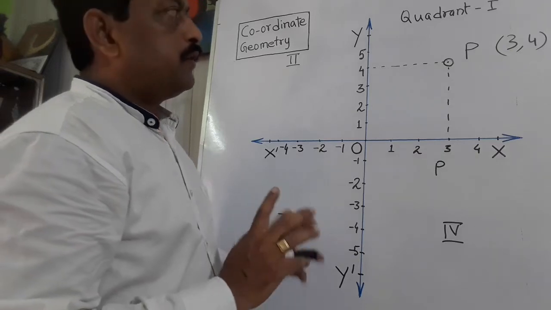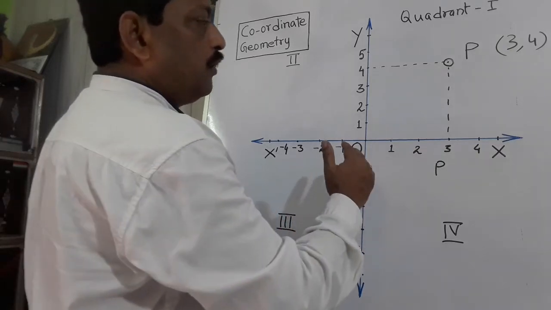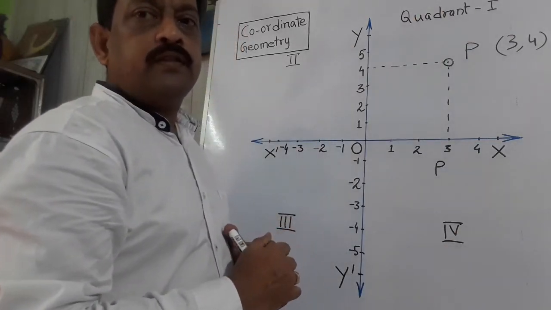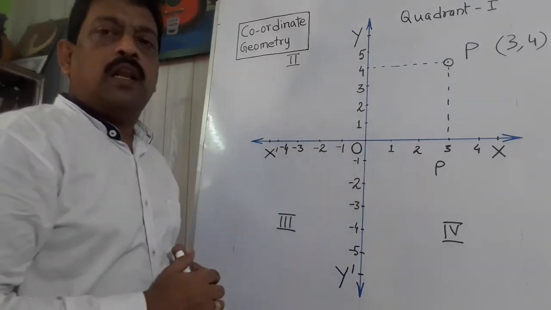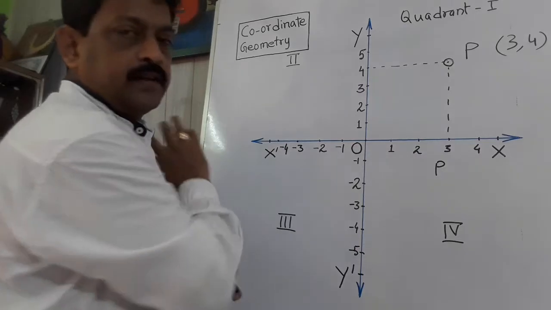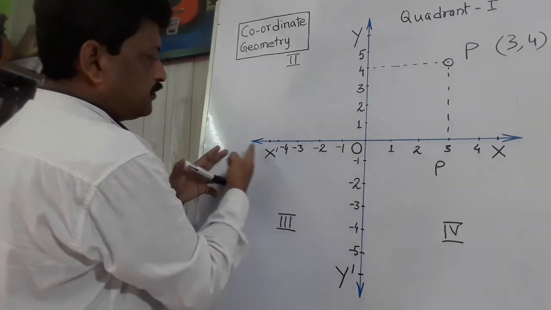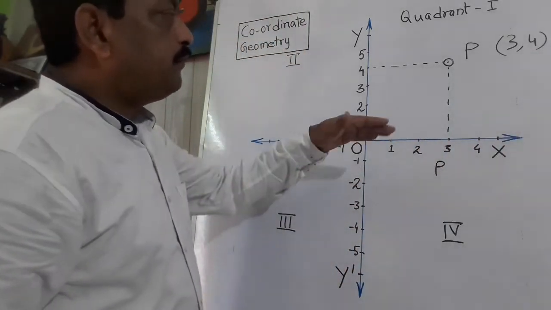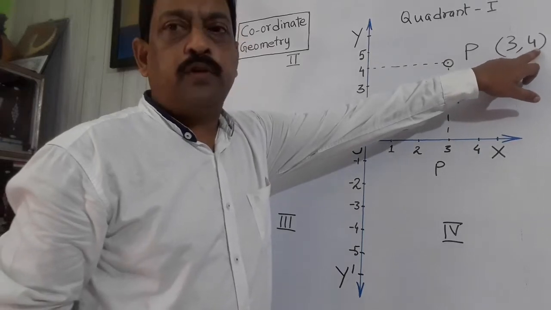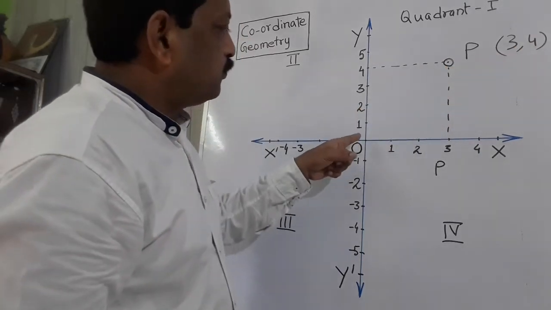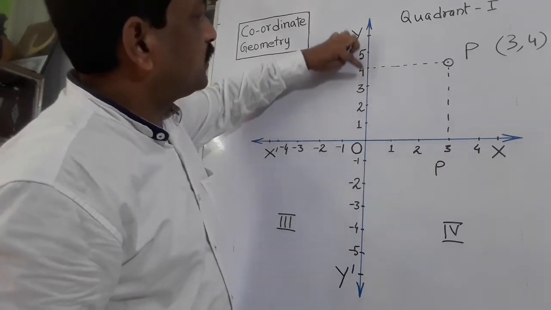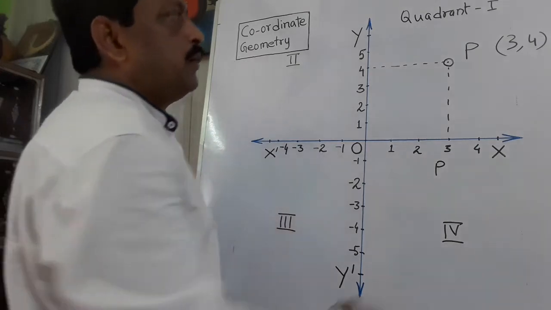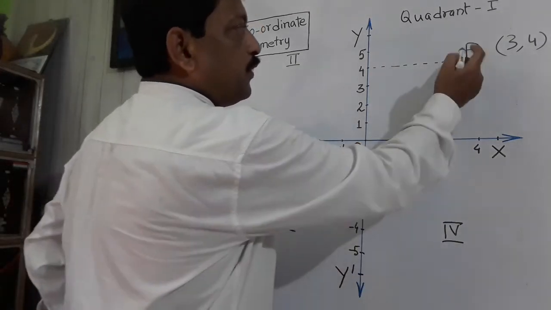sign. If the value of x is positive, then we have to move to the right of the y-axis, and if the value of x is negative, then we have to move towards the left of the y-axis along the x-axis. This is known as the negative side of the x-axis, and this is the positive side of the x-axis. Similarly, if we have a positive value of y, then we have to move above along the y-axis. This side is known as the positive side of the y-axis, and this is known as the negative side of the y-axis.